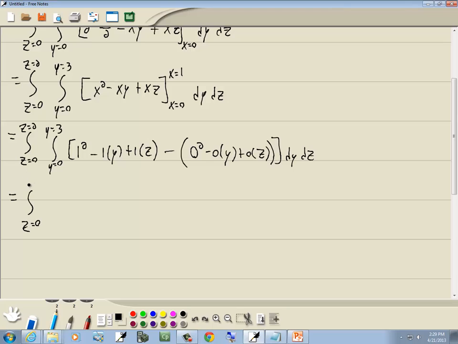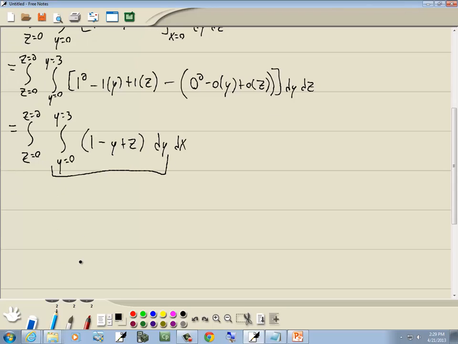And I got z equal to 0 to 2, and then y from 0 to 3. Okay, 1 squared is 1 minus y plus z dy dz. So now we want to integrate, again working with the inner one first. We want to integrate with respect to y. Anything with a y you treat just like normal. Everything else that doesn't have a y you treat as a constant. Well, 1 becomes y minus, and this y here is 1/2 y squared plus, and again we're treating the z like a constant, so this will be yz. From y equal to 0 to y equal to 3.